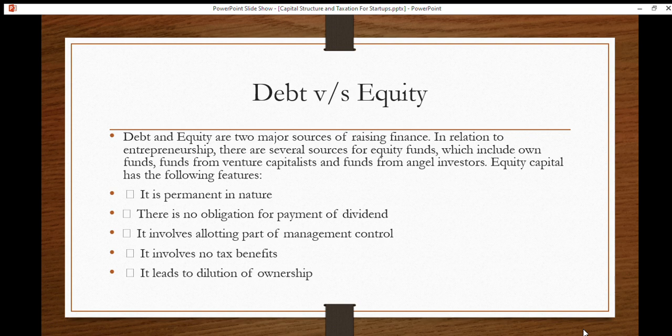When you raise funds through equity, it means you are giving a part of your organization, a part of the capital of your company, to someone else. With that, you are also giving control of your business to someone else. So it involves allotting part of management control. It involves no tax benefits; in equity, there is no tax benefit. And it leads to dilution of ownership. Ownership gets diluted, as I have told you, because you are giving a part of ownership of your company to someone else.